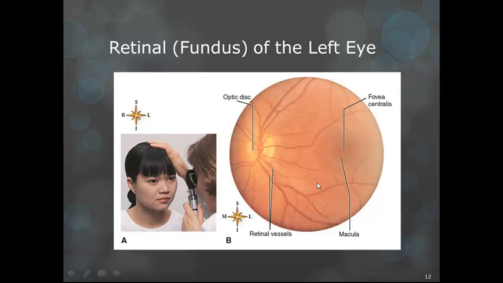Oftentimes we will look for this in children, and what we're really looking for is if there's any types of abuse or abnormalities in the vision. Shaken baby syndrome can be easily identified by looking at the retina because there will be bruises or red dark blotches throughout the retina.